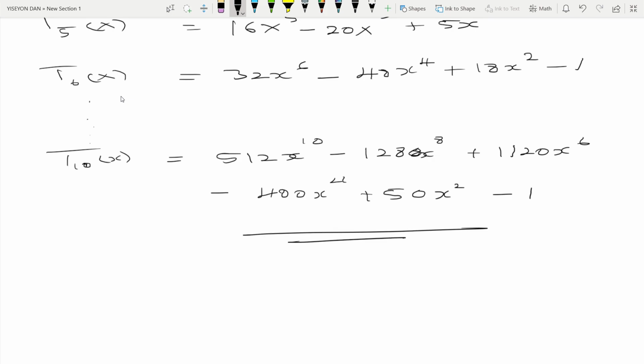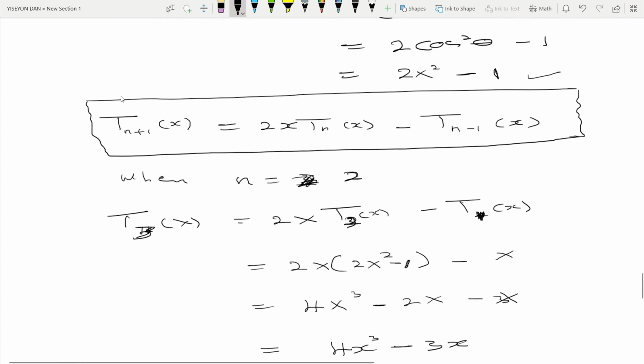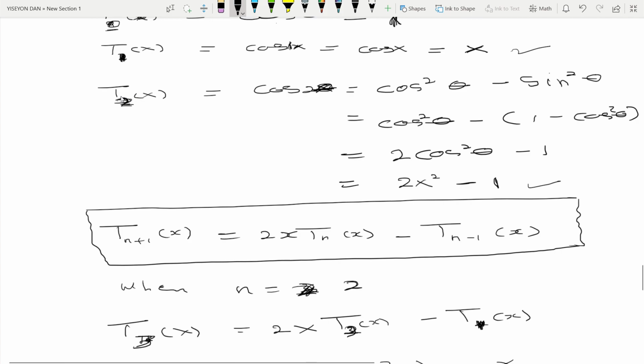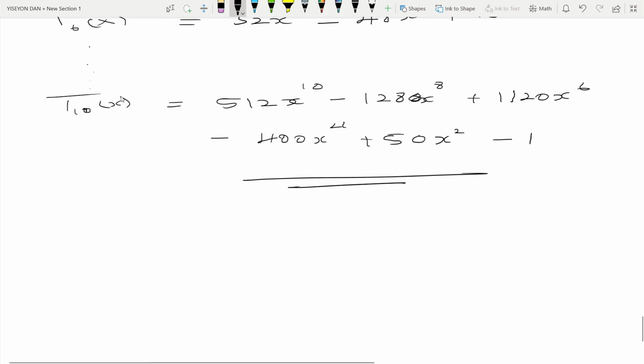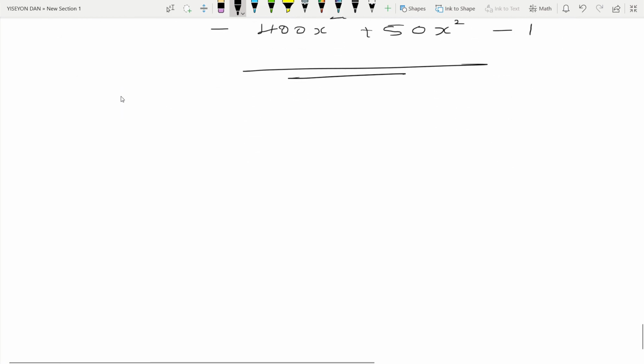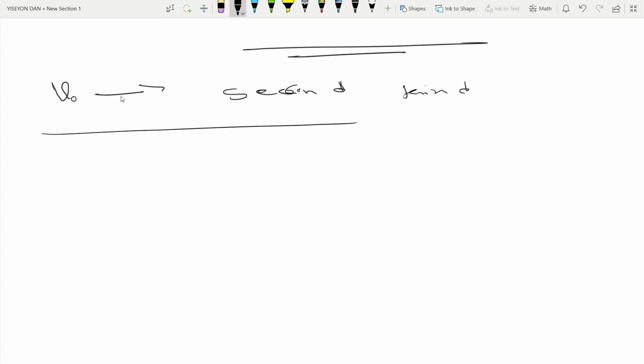Now that is everything for this first kind of the Chebyshev polynomial. So let's quickly check some examples on how we have the second kind polynomial. The second kind polynomial is quite different from the first kind. So we use U naught to represent the second kind.